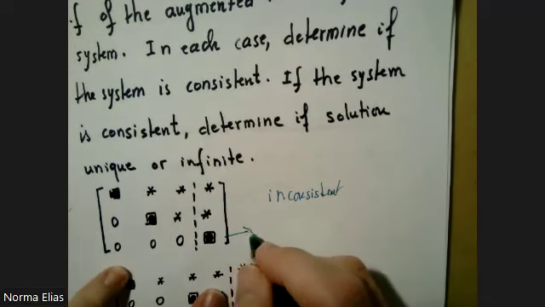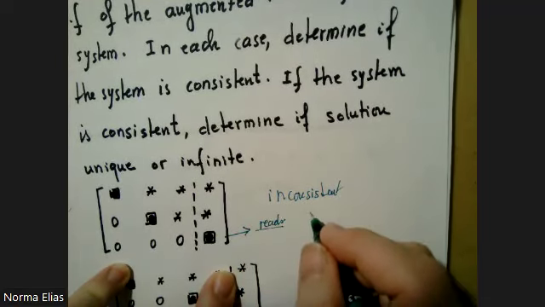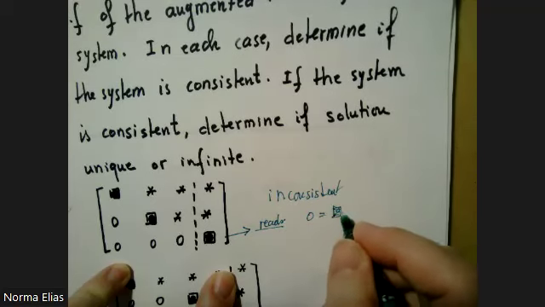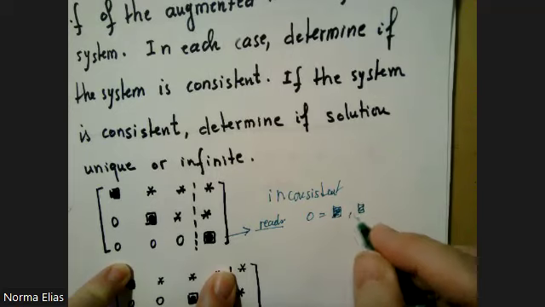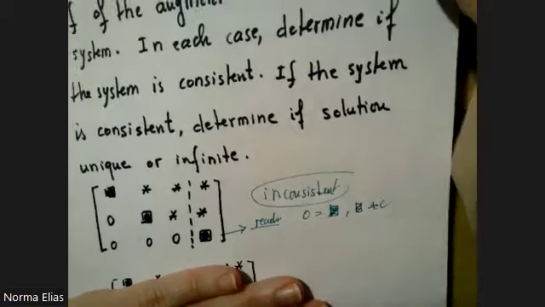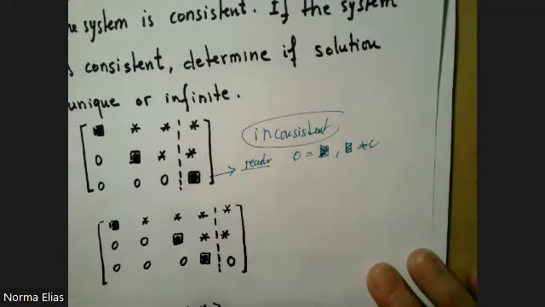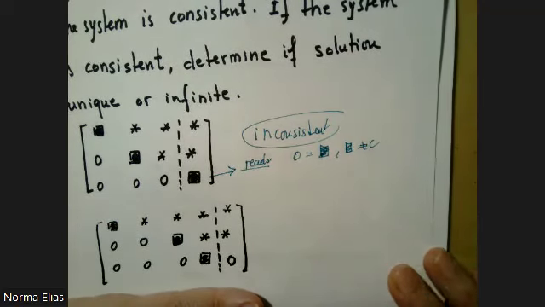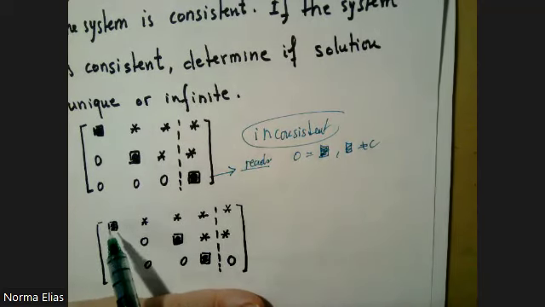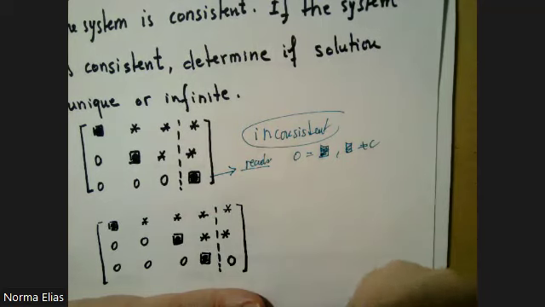And why is that? Because this row reads 0 equal a non-zero number. Not 0. Absolutely inconsistent. Okay, now example number 2. Again, I want you to look at it. Tell me whether the initial system is infinite or free or whatever. First, the initial system will have how many equations? 1, 2, 3 equations. That's the original system. And we'd have 4 unknowns, 1, 2, 3, 4, because that's the augmented matrix.